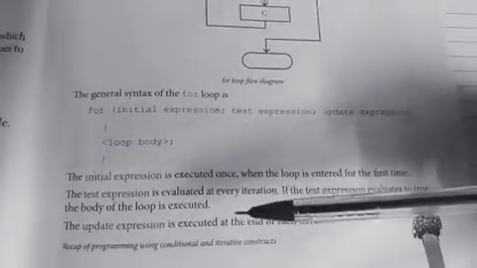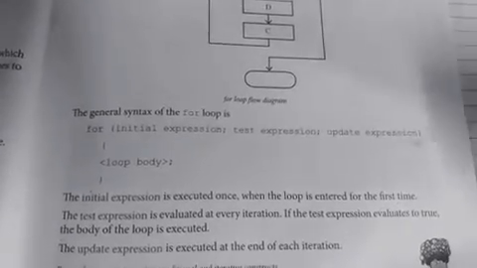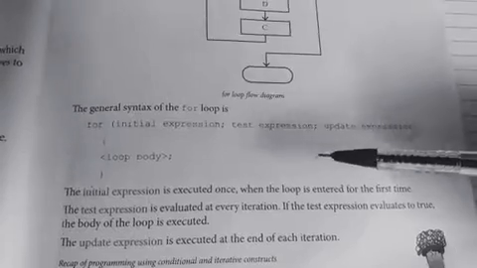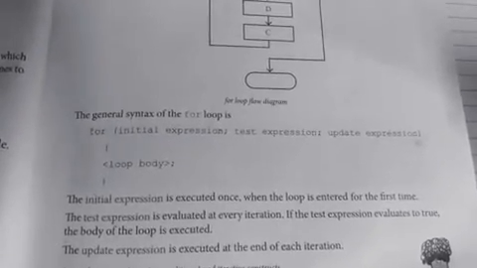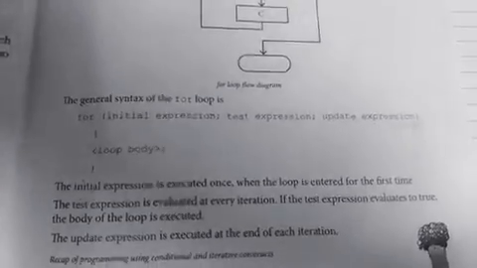Then the update expression is executed at the end of each iteration. After executing the body, we will execute the update expression. So this is about the different types of expressions used in for loop.